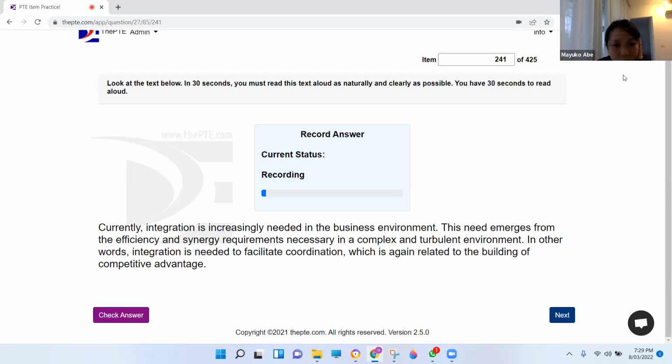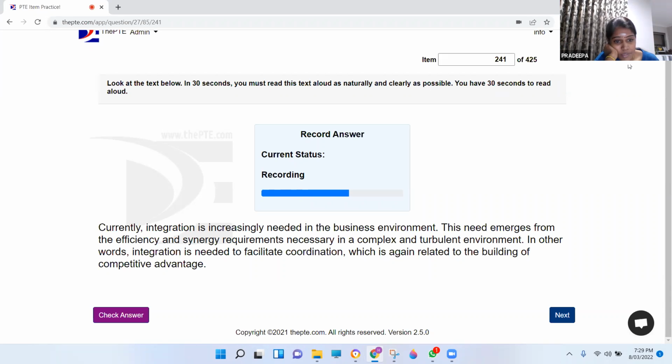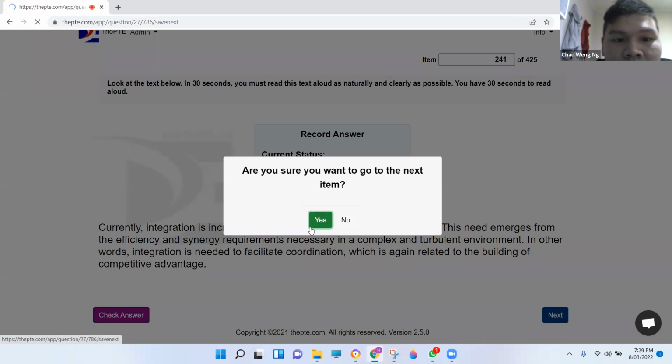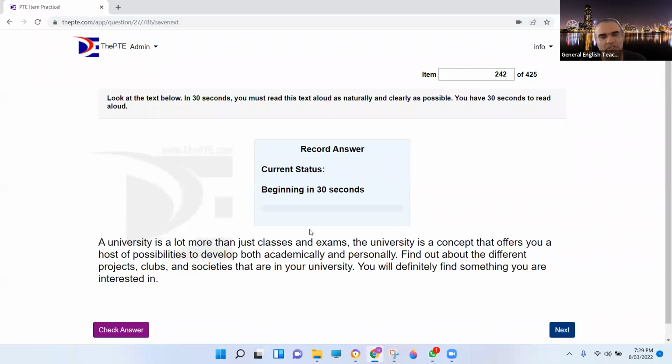Currently, integration is increasingly needed in the business environment. This need emerges from the efficiency and synergy requirement necessary in a complex environment. In other words, integration is a guide related to the building of competitive advantage. Quickly. Yes. Okay, next one. I tell you 5 seconds to go.